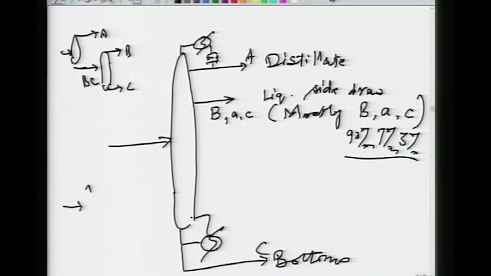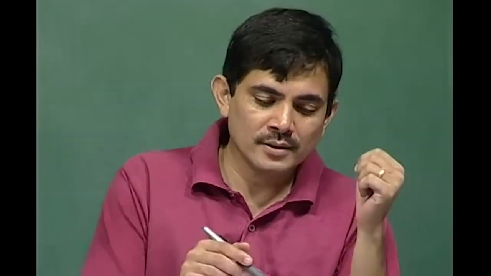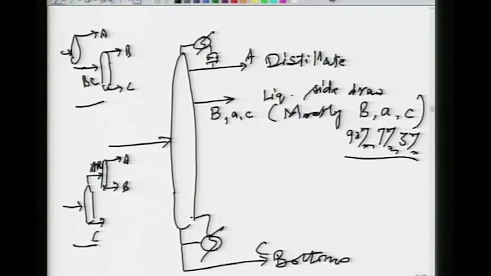Alternatively, I may take AB up the top, C down the bottoms, and then split this further, taking out A up the top, B down the bottoms. If I try to produce pure A, pure B and pure C, I need at least two columns. Also, each of the components is pure, therefore the amount of steam consumed, whether it is this scheme or this scheme, is large. On the other hand, since I know very well that I do not require nearly pure B, some amount of impurity in the B stream is acceptable, because for example, let us say it is just a recycle stream.